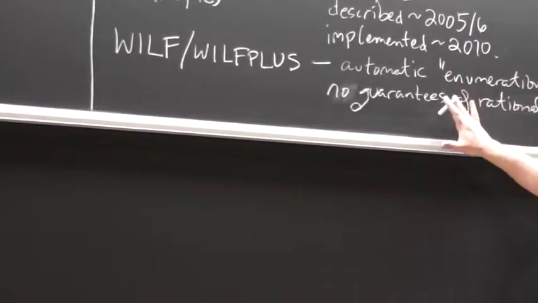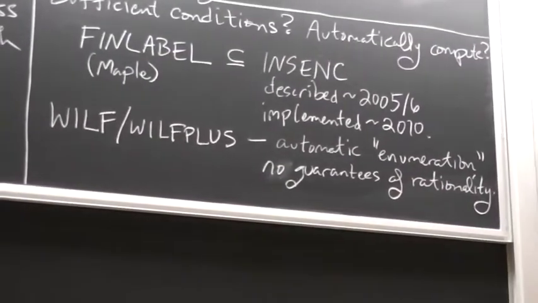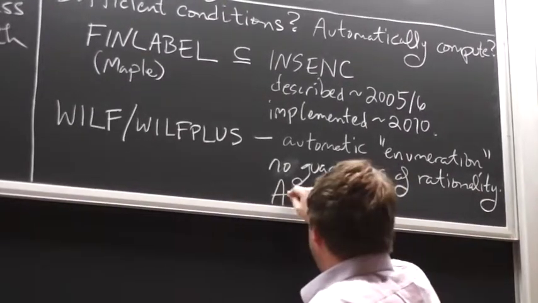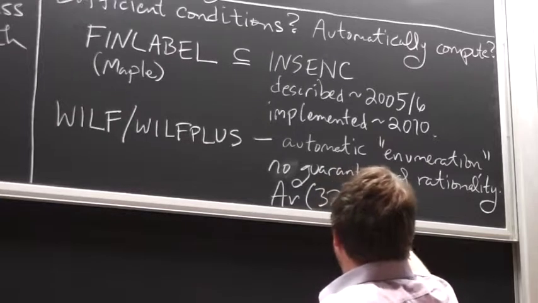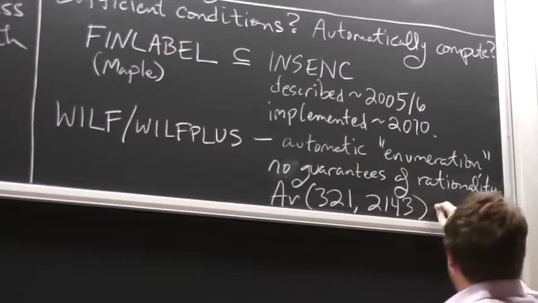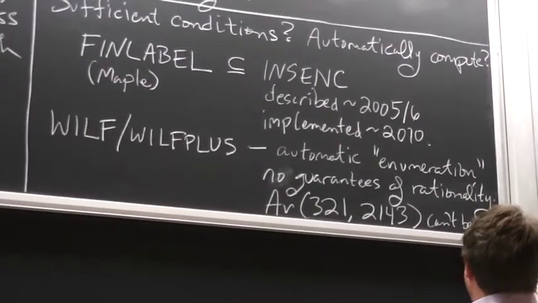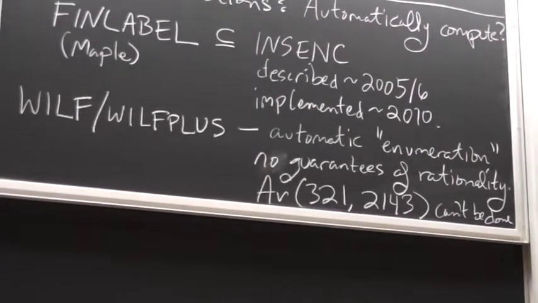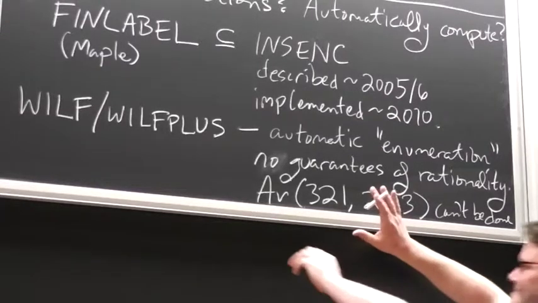Okay, not only does it come with no guarantee of rationality, there are also a lot of rational classes it can't handle. For example, 321, 2143 can't be done. This is the only one that it cannot do, while 17 others it can do very well. Fine, but humans can do this one very easily, and your computer program can't do it. Yeah, but the other 17 are much harder for humans. Probably.